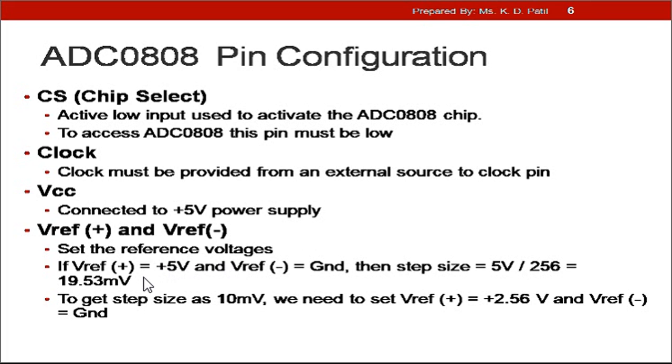If V reference positive is equal to plus 5 volt and V reference negative is equal to ground, then the step size of ADC 0808 will be equal to 5 volt divided by 256, which is 19.53 millivolt. Now what is that 256? These 256 are the maximum number of steps the ADC can have, as it is an 8-bit parallel chip.